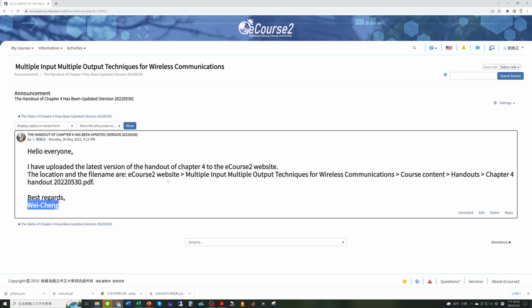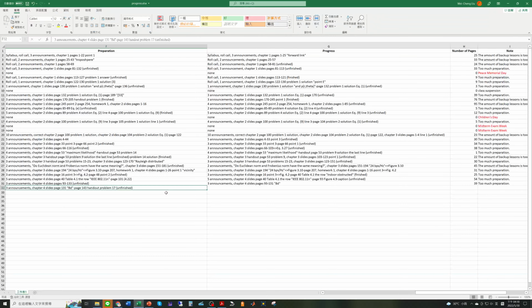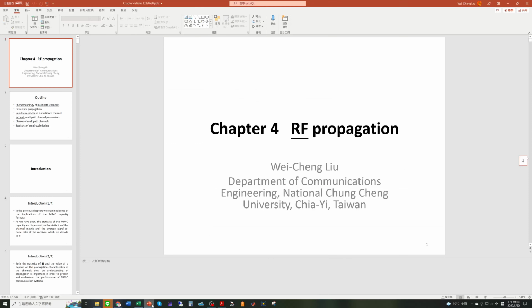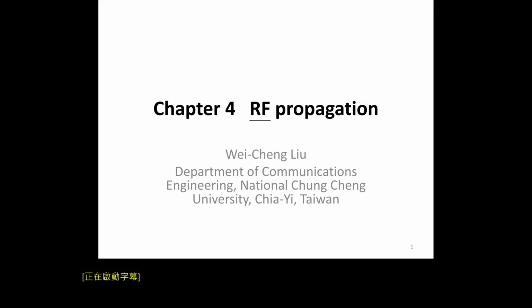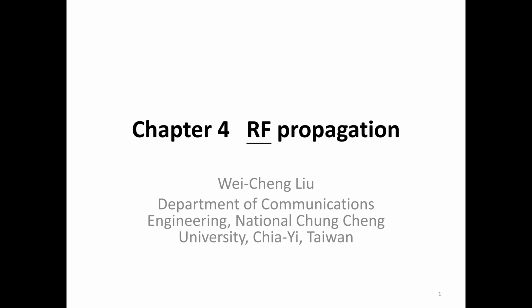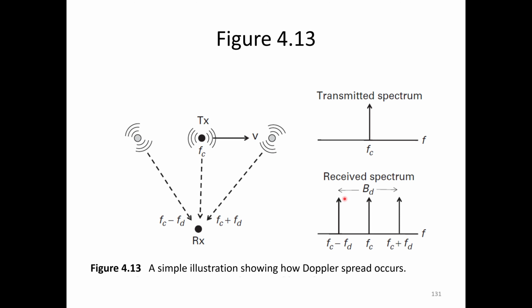Okay, next let us look at the progress of the last class. In the last class, we have taught to Chapter 4 slides, page 131, BD. Okay, please open your slides of Chapter 4. Okay, and please turn to page 131. Okay, so this is a simple illustration showing how Doppler spread occurs.